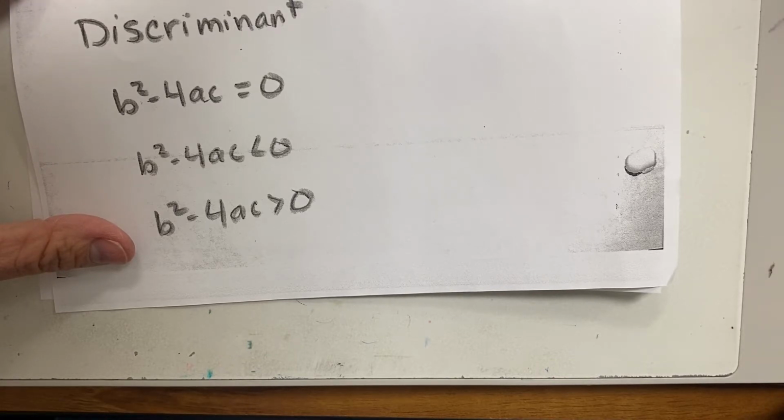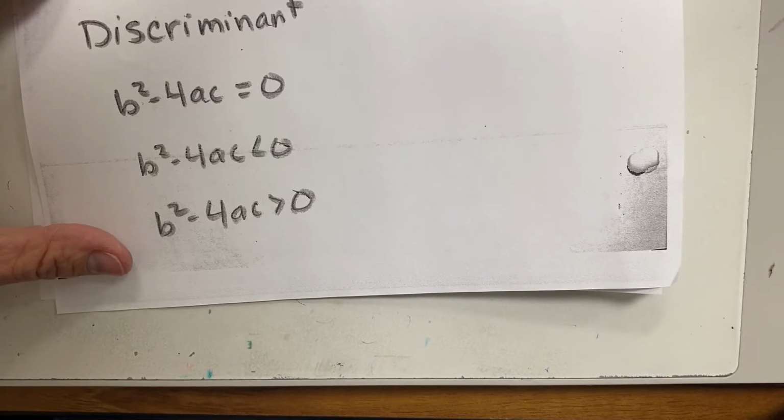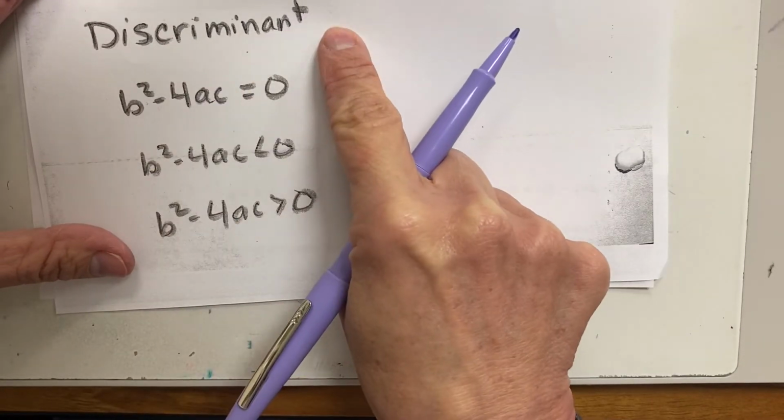Today we're going to talk about the quadratic formula again. The quadratic formula is going to help you find your x-intercepts, also known as your zeros, also known as your roots. One thing that's nice about the quadratic formula is that part of it, the b squared minus 4ac, will help tell you how many roots you have. This is called the discriminant.